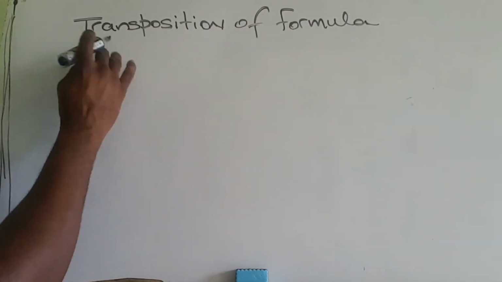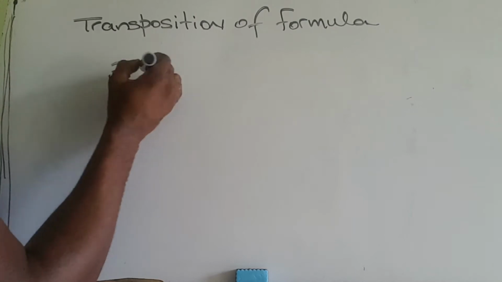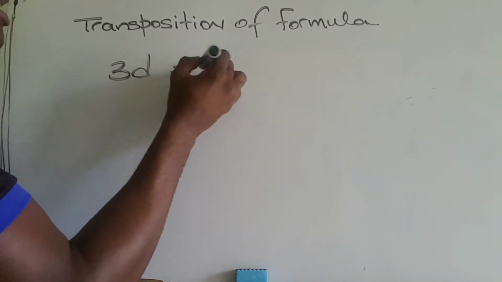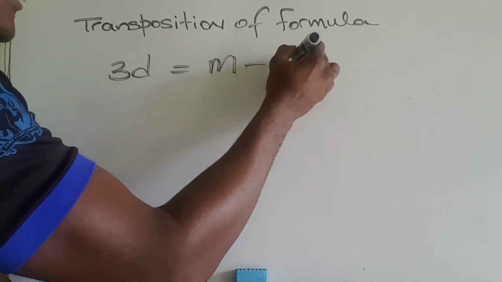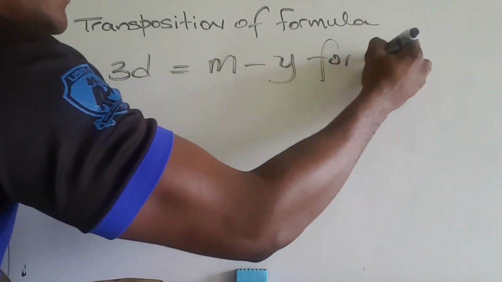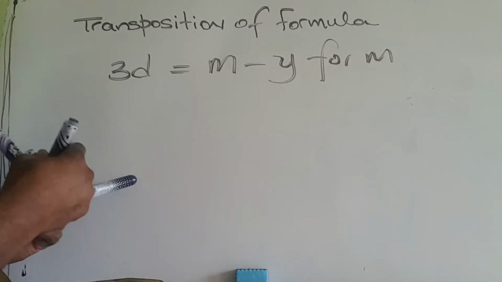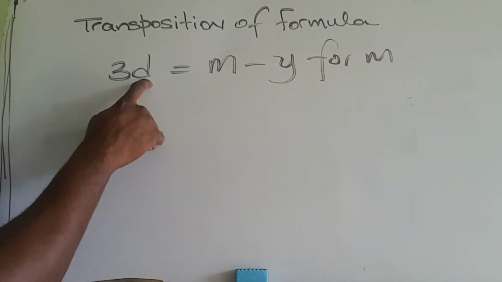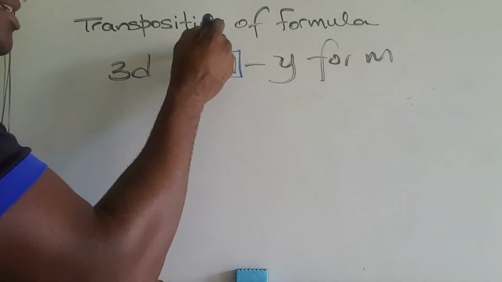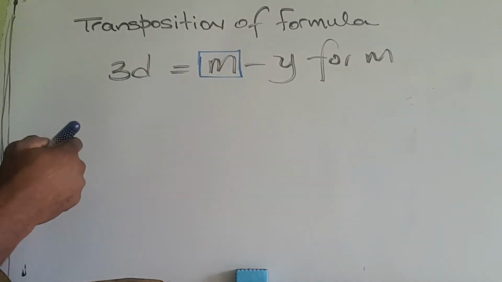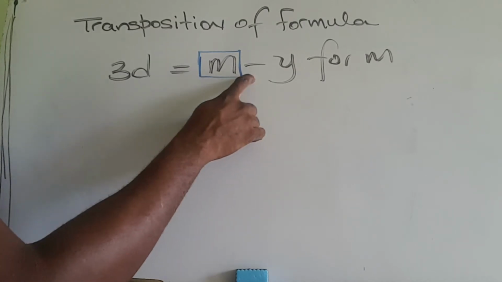All right, so what if we're looking at, say, 3D is equal to m minus y, and I want to make m the subject. At this moment, 3D is the subject. I intend to let m be the subject. So let me circle that. I put a box around this. I want this to be the subject.